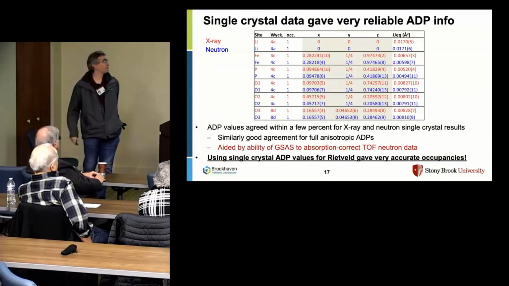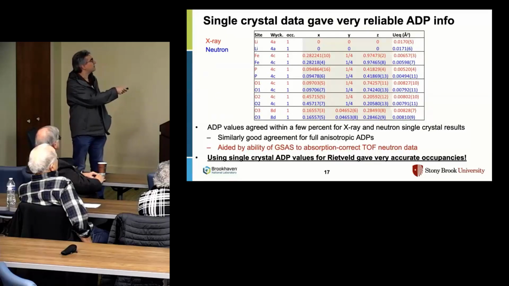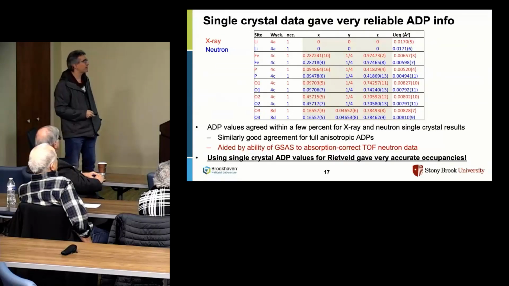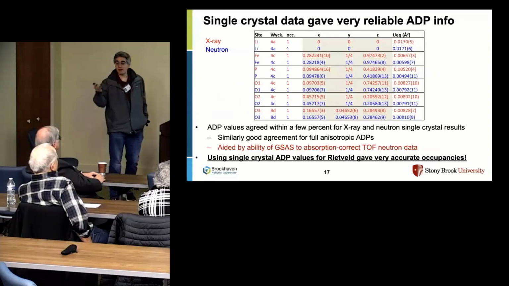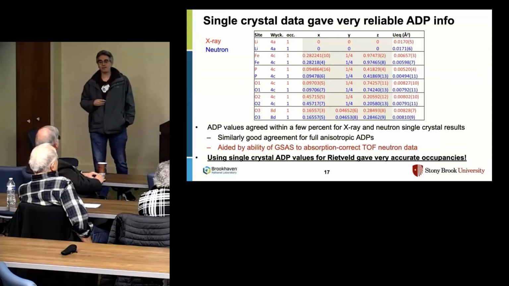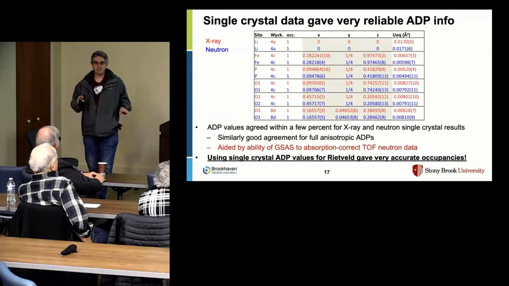Here we look between X-ray and neutron, and we were shocked to see the lithium displacement parameters were agreeing to better than 1%. We're generally in the order of a few percent difference between X-ray and neutron. Here we're very happy to have GSAS, the ability to do time of flight absorption correction on single crystal data. Many flaws in SHELX.